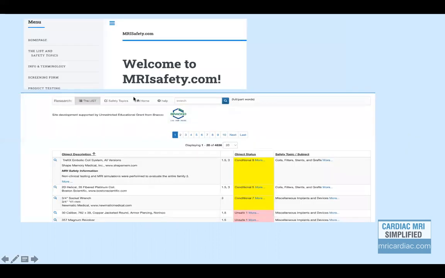Safety can be checked on mrisafety.com. The name of the device can be typed over here and it will be revealed whether it is MR conditional or MR unsafe, and what the conditions are prior to its usage.